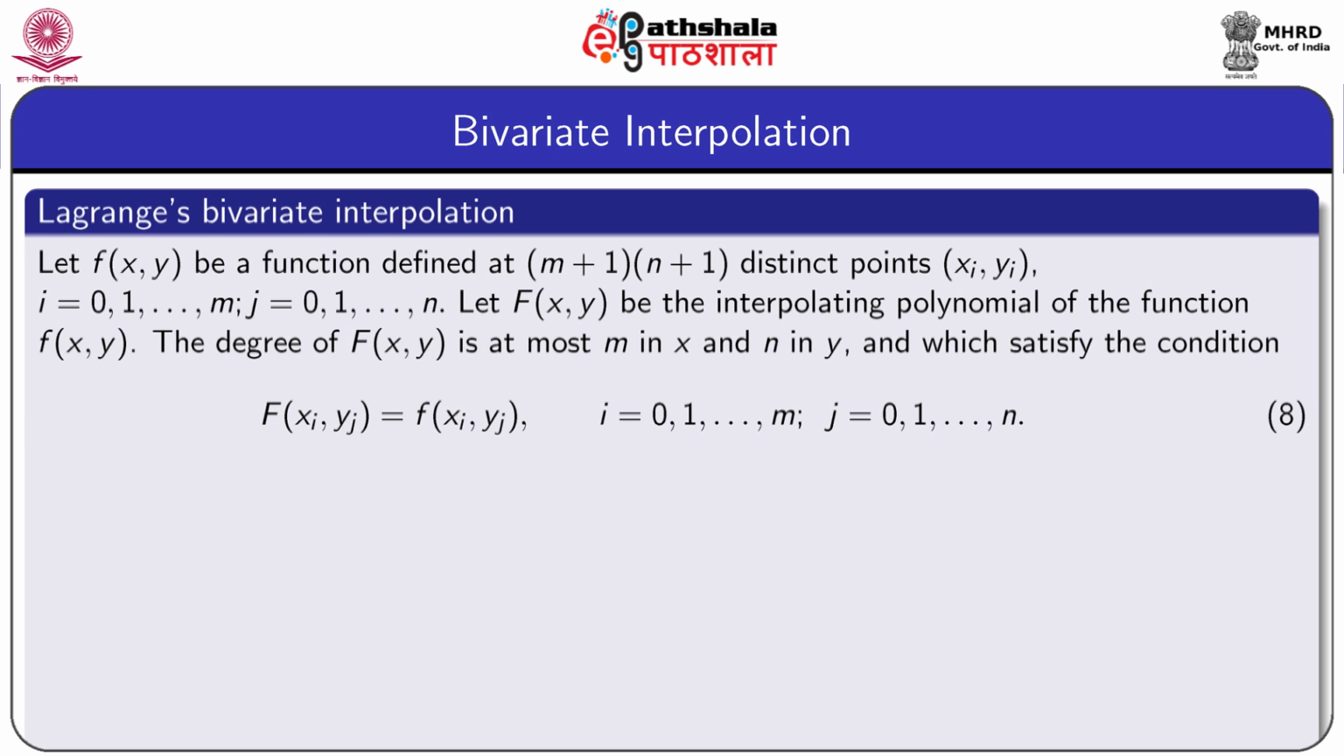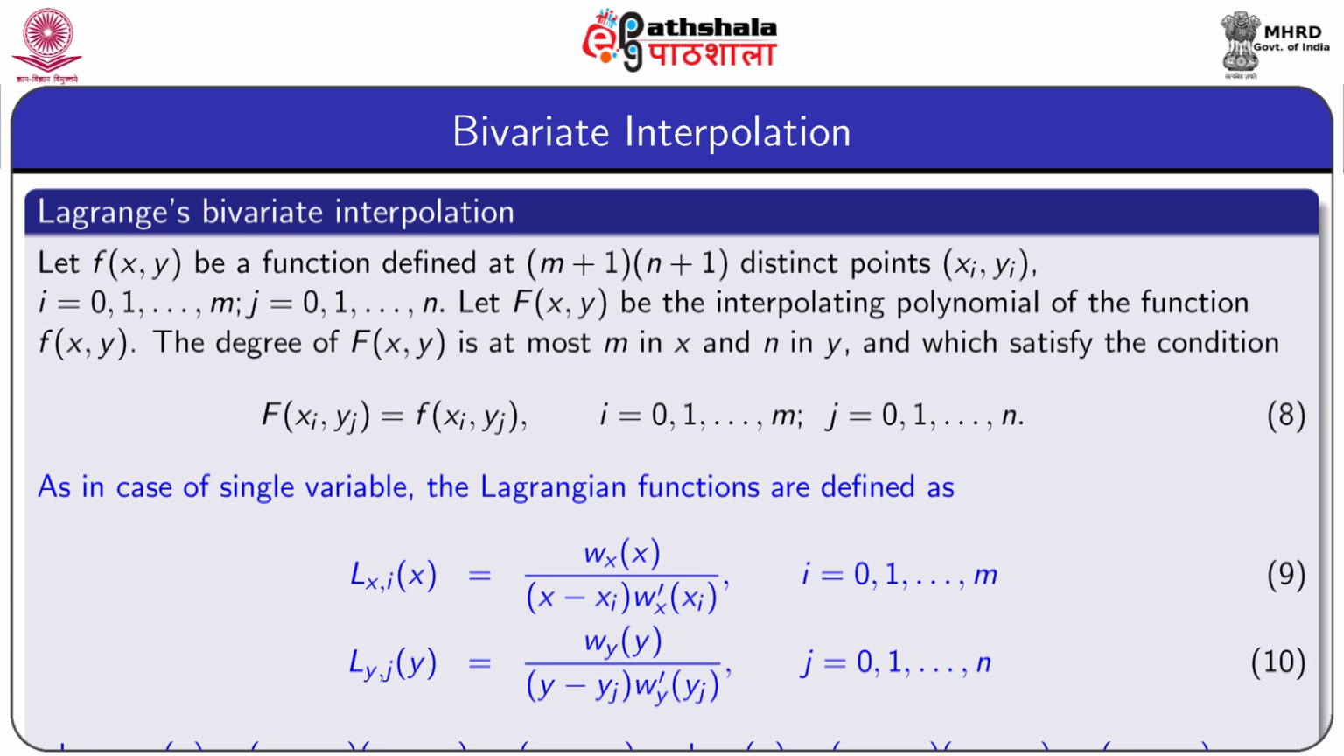So, for this interpolation method, we consider (m plus 1) into (n plus 1) distinct points (xi, yj), for which the value of the function f of x y are given. Let capital F of x y be the interpolating polynomial of the function small f of x y. The degree of capital F of x y is at most m in x and n in y, and which satisfy the condition capital F of (xi, yj) equal to small f of (xi, yj), where i equal to 0, 1 up to m and j equal to 0, 1 up to n. So, this is the first criteria of any kind of interpolating formula.